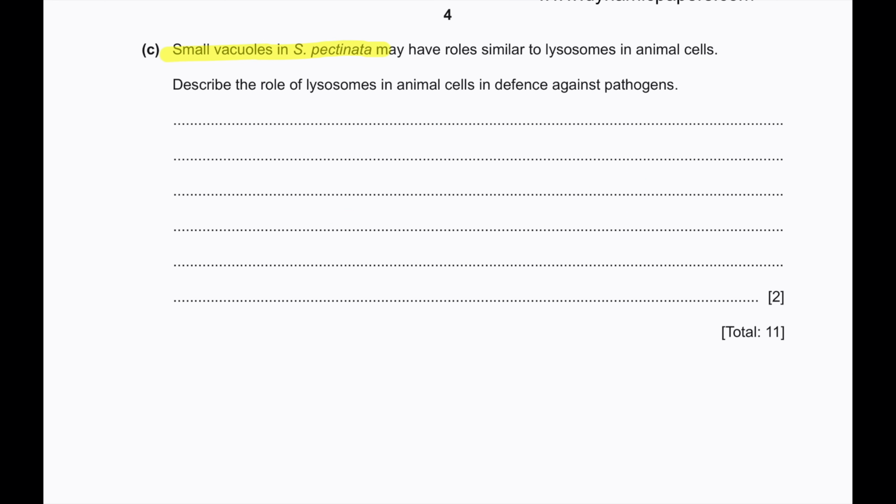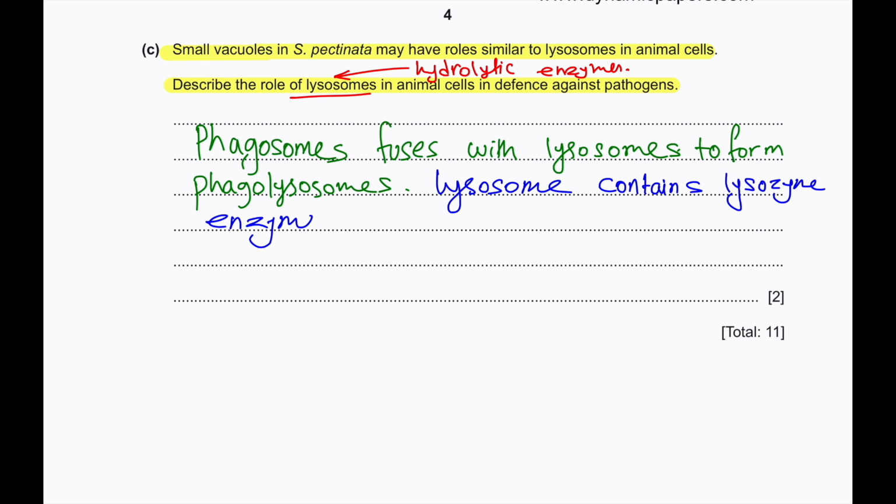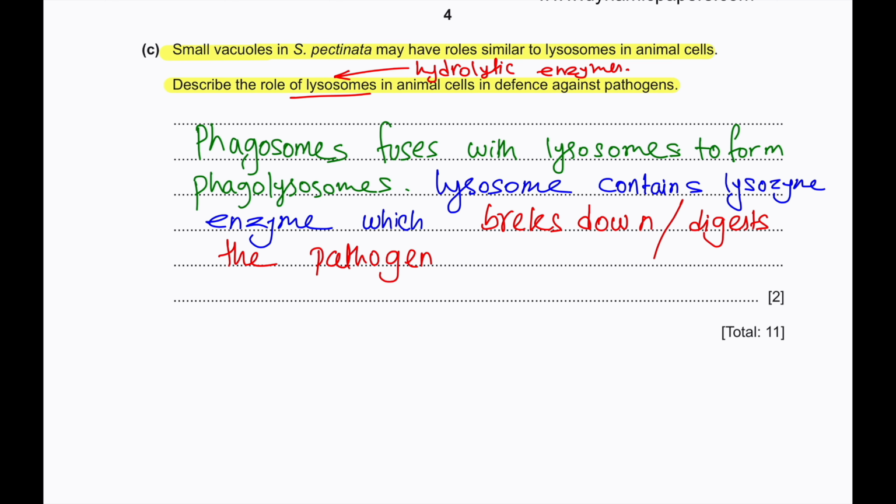Small vacuoles in S. pectinata may have roles similar to lysosomes in animal cells. Describe the roles of lysosomes in animal cells in defense against pathogens. Now, we know that lysosomes contain hydrolytic enzymes. So the answer can be written: phagosomes fuse with lysosomes to form phagolysosomes. So this is the hybrid of a phagosome fusing with a lysosome. Once the lysosome releases its enzymes, which then break down or digest the pathogen or bacteria.